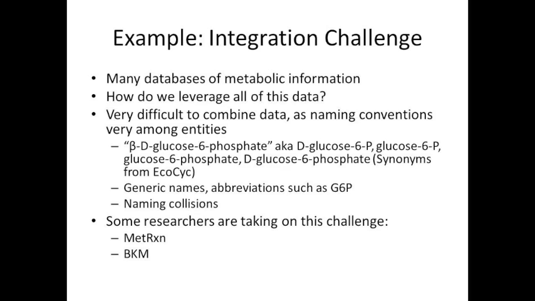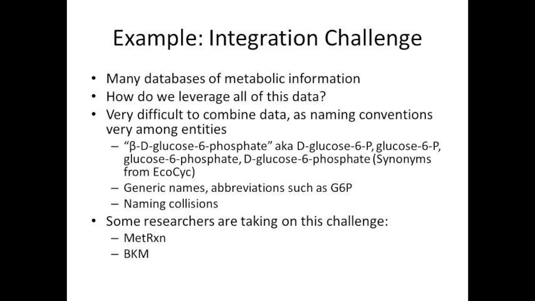But even something as simple as combining these data sets can be extremely hard for as simple a reason as naming conventions. For example, we all know the molecule glucose, but it can also be known as glucose 6P, glucose 6-phosphate, glucose 6, D-glucose 6-phosphate, or D-glucose 6P. Trying to combine molecules, or trying to mesh different entities between two databases when they don't have the same names, can be quite a challenge.